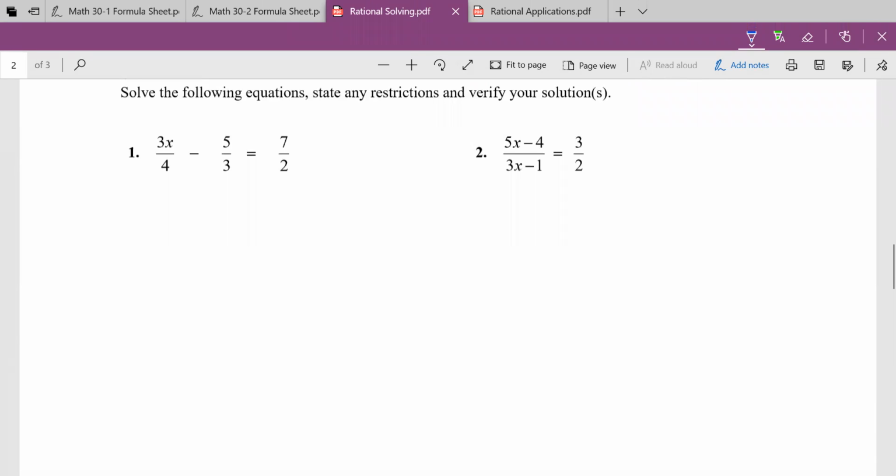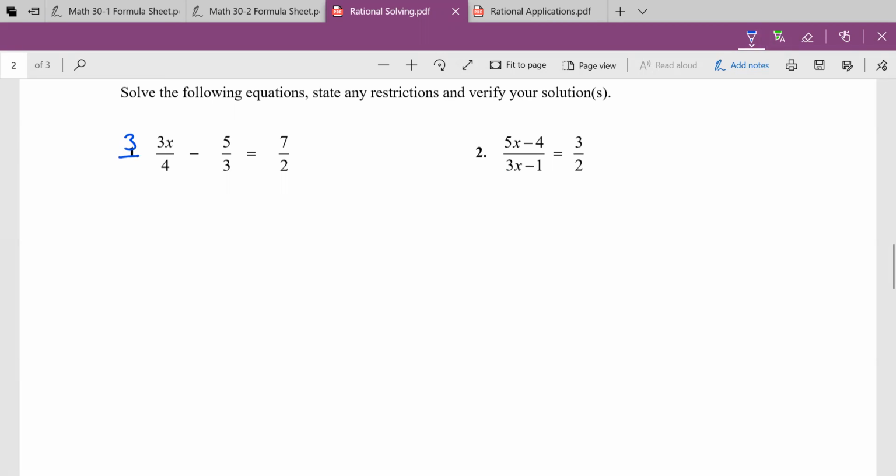Okay, our steps are going to be pretty much the same. Step one is there anything I can factor? Well, in equation one or question one, no. Step two, are there any NPVs? In this one, no, because the denominators are 4, 3, and 2. Step three then, let's get a common denominator. Well, my common denominator is going to be 12.